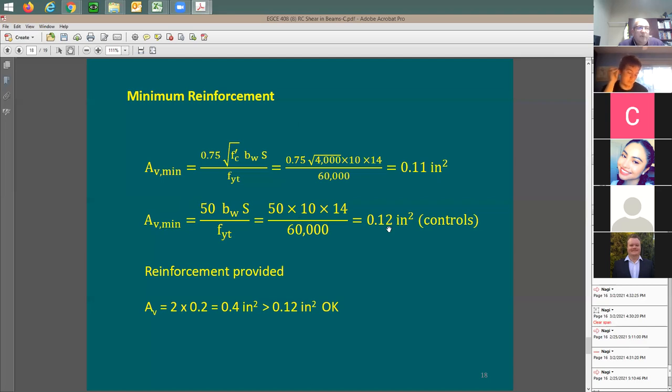I'm getting 0.12. Now, which one do I need to use? I'm going to say the highest of the two. It's going to be 0.12. This one controls. How much did you provide?